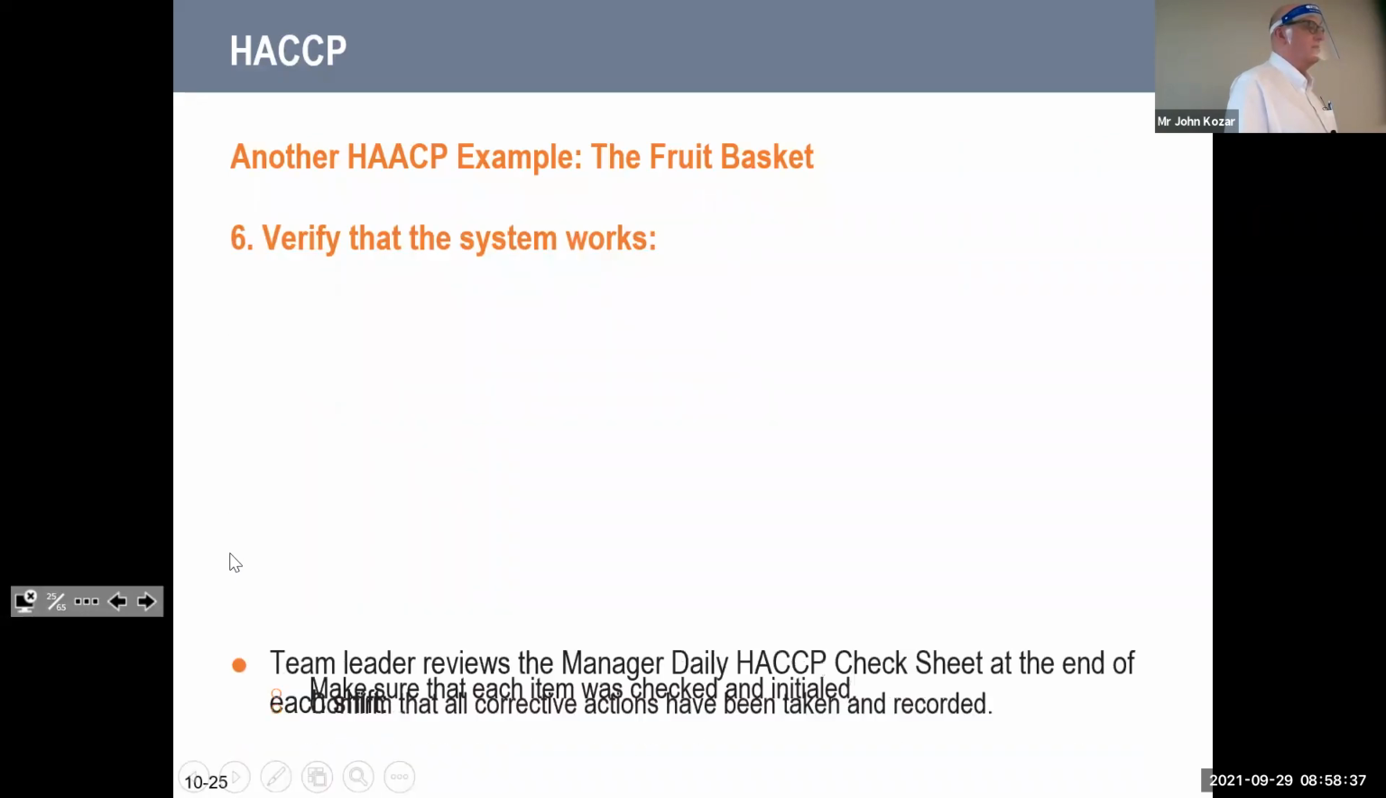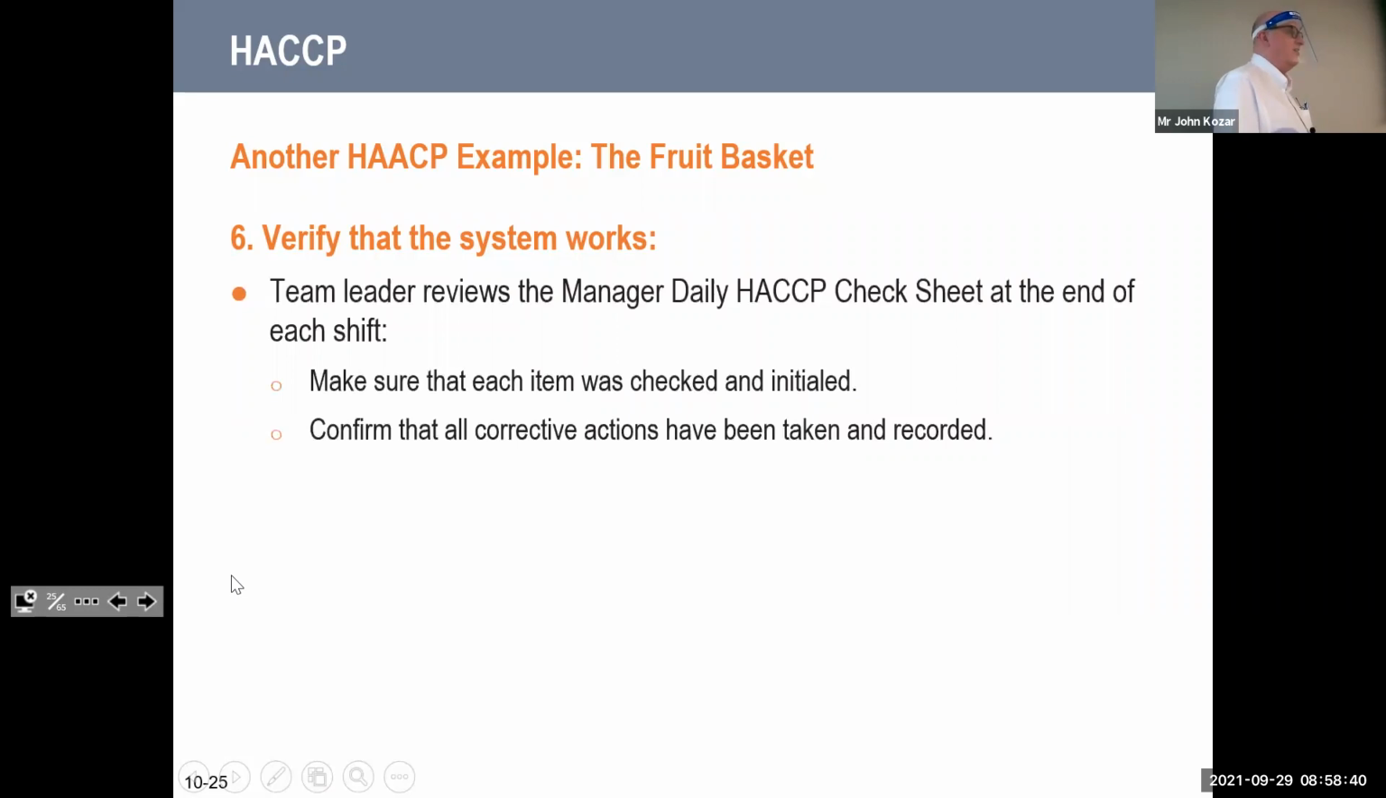Okay, so verify the system works. We're going to have a HACCP check sheet that the manager can review on a daily basis. Make sure each item is checked and initialed. Everything went the way that we had planned to do it. Confirm all corrective actions have been taken and recorded. You definitely want to know if you have an issue where your melons are temping above 41 degrees and you have to throw out salads, because that means you probably have a problem with your cooler.